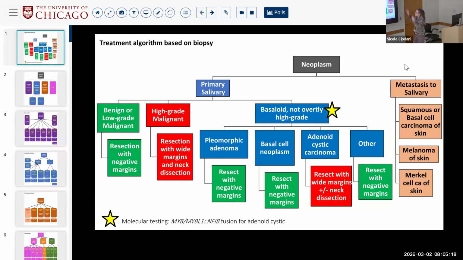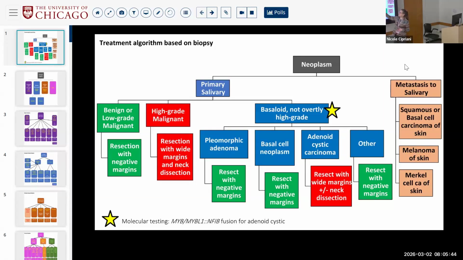Thing 2, once you are dealing with, okay, I favor a primary salivary gland neoplasm. Generally, anything that's benign or even a low-grade carcinoma is just resected with margins and no neck dissection. Once you get something that's overtly high-grade, these are going to get a neck dissection and generally wider margins. And sometimes they have nerve involvement, whatever.